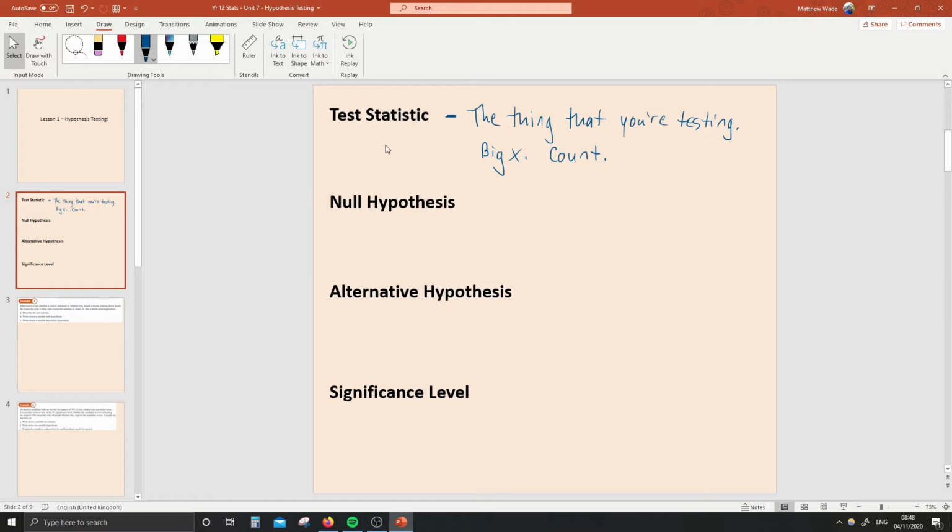Okay, so sorry, now going back to this, the definitions. The test statistic is the thing like how many heads or tails came up. It's big X. See what I mean? It's how many heads or tails came up. It's counting something. It's how many heads. Cool?